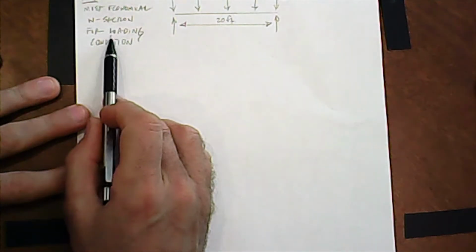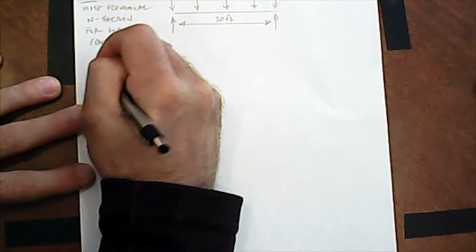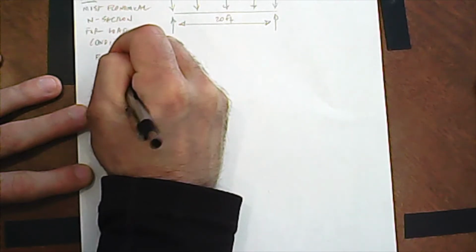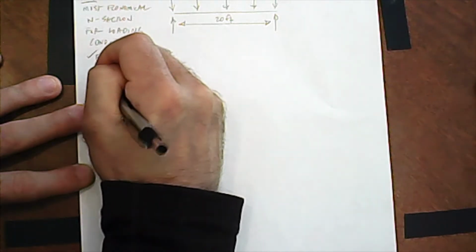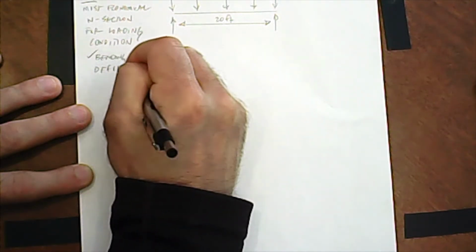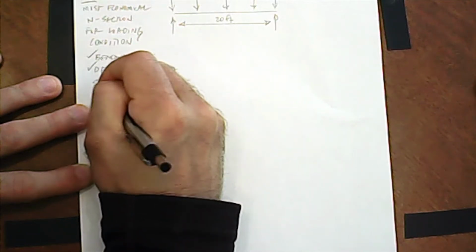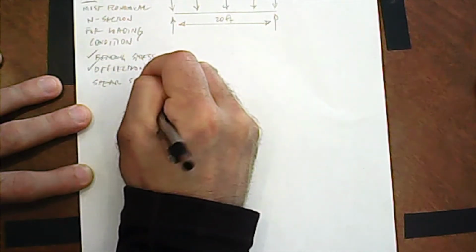Okay, so this last one is not on there, but it's a beam design, so I just made one up. What we're going to do is figure out what is the most economical section for this loading condition. Remember what we have to do is check bending stress, we need to check deflection, and we need to check shear stress. So to do this, we need some criteria.